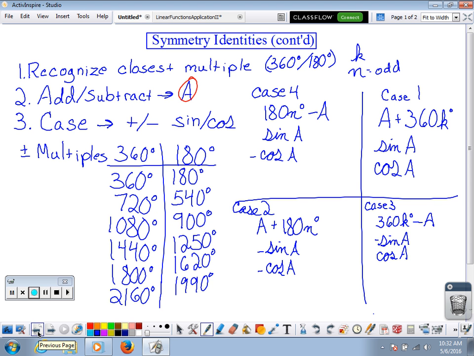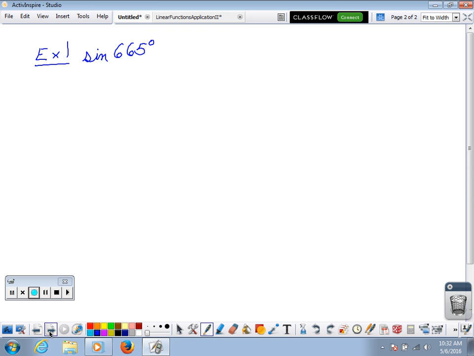Well, it's between 540 and 720. Which one is it closer to? 665, closer to 720 or 540? It's closer to 720, so it's closer to a multiple of 360. So I have 720 degrees.